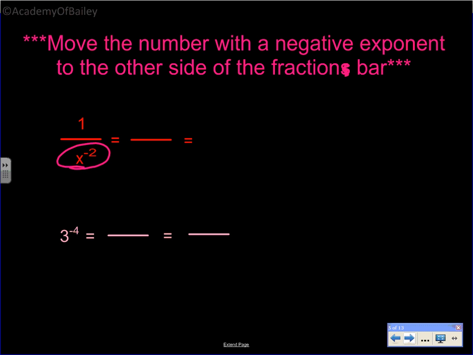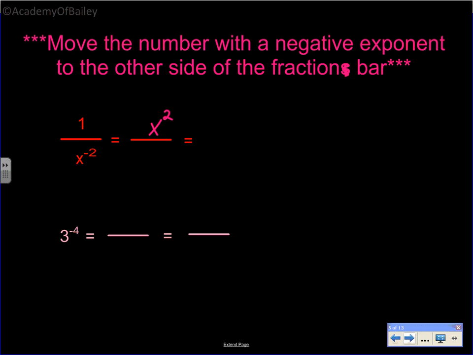First example, x has the negative exponent. So if x to the negative second is on the bottom of the fraction bar, let's move x to the negative second to the top, to the other side of the fraction bar. And when we do that, the exponent becomes positive. So we just have x squared on top. Now, the 1 is still there. It's still 1 times x squared, but what is 1 times x squared? It's just x squared.